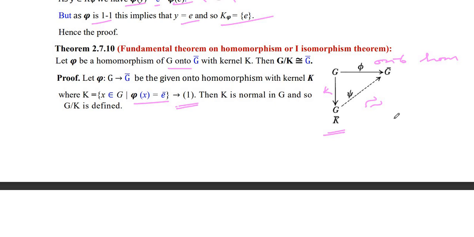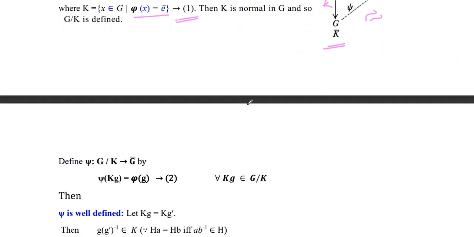If we have to discuss homomorphism between two structures, they should be of the same nature, that is, group means group. So for that we ensure here whether G mod K is a group or not. Because K is normal, G mod K exists as a quotient group. So we are justified in defining our psi to be a rule from G mod K to G bar, and that rule is given by psi of Kg equal to phi of g.